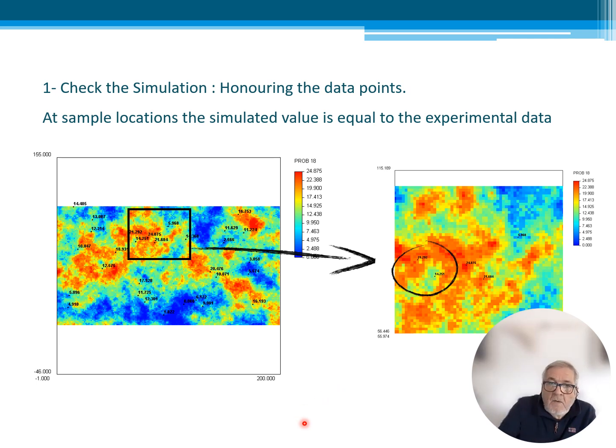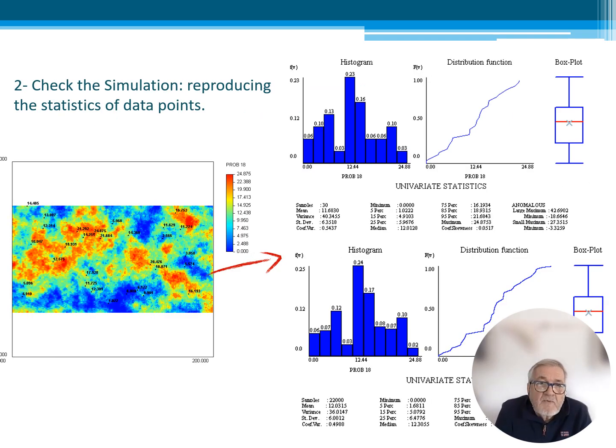Okay. The second check is the reproduction of the statistics of the data points. We must check if, for example, the simulated realization, one or two or three realizations, reproduce the histogram of our experimental data, or the mean or variance.